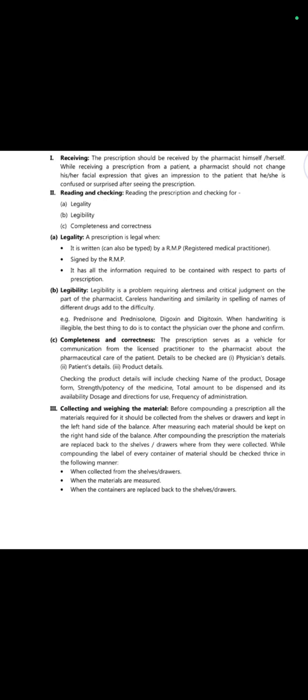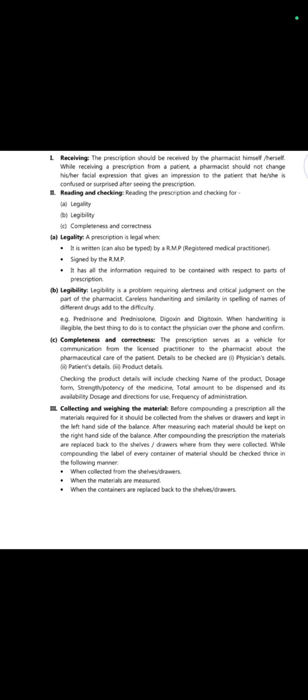Collecting and weighing the material. Before compounding a prescription, all the materials required for it should be collected from the shelves or dryers and kept on the left hand side of the balance. After measuring, each material should be kept on the right hand side of the balance. After compounding the prescription, the materials are replaced back to the shelves or dryers from where they were collected.